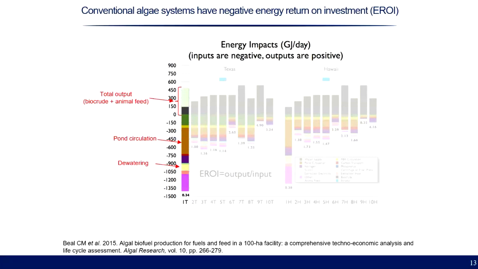cultivation. A couple call outs on this plot are the energy inputs for pond circulation. So this is just for moving all the water around the pond. Water is heavy, and it requires energy to keep that water moving, to circulate the algae, to give it access to light and gases. Dewatering, the yellow bar, is also a large energy consumer. Most open ponds, even when they look like a very dark green color, that's typically about 99% water by volume and about 1% algae. Next slide, please.